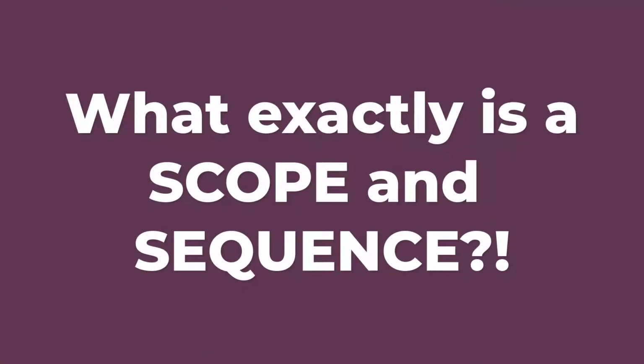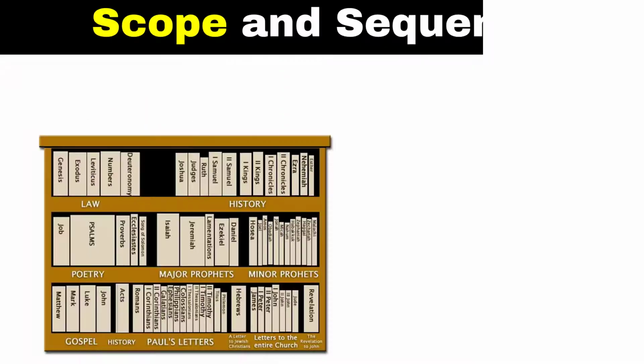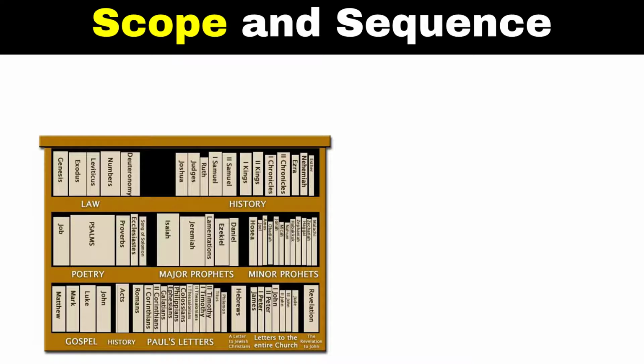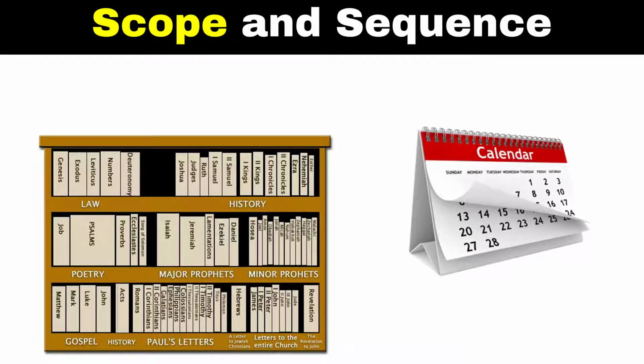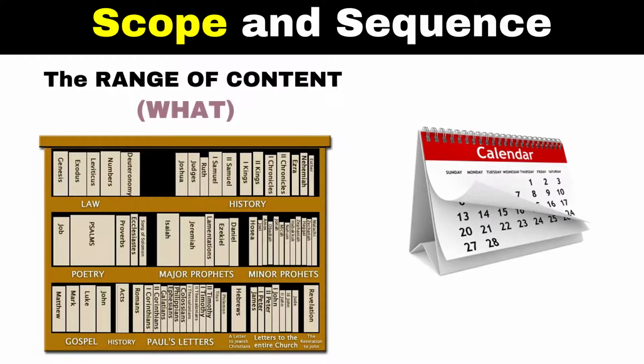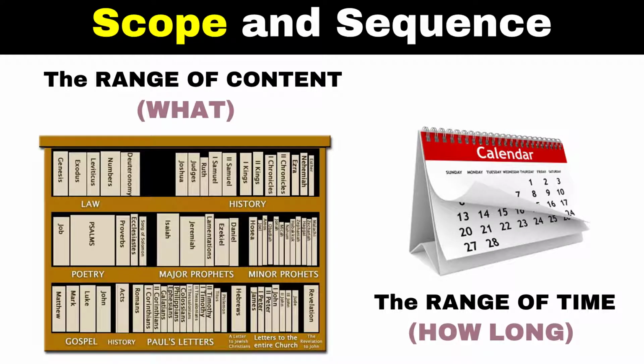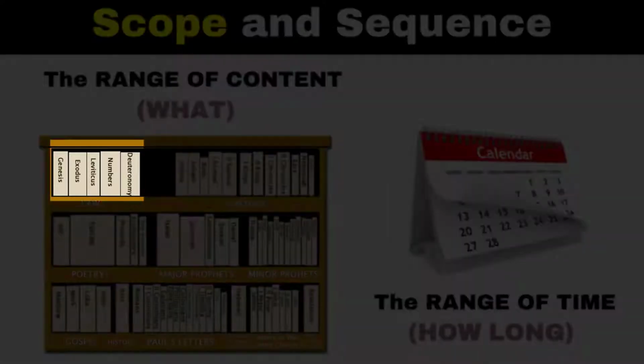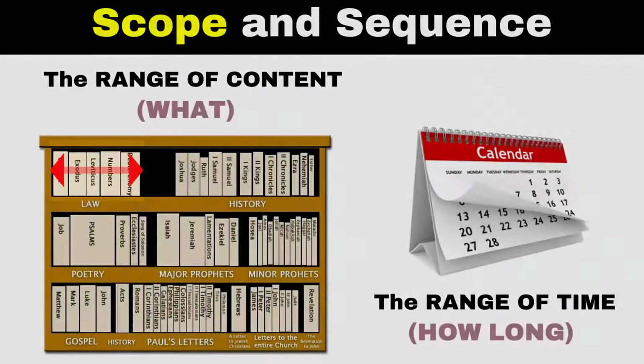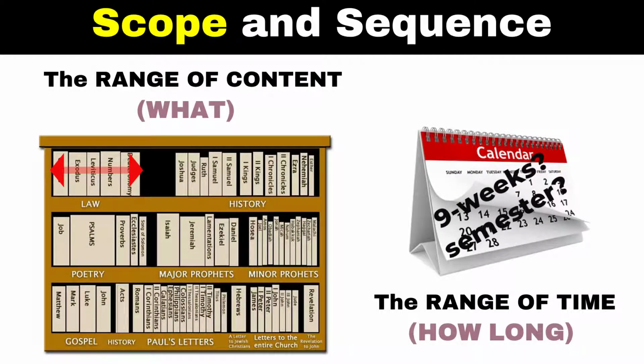First, let's define our terms. What exactly is a scope and sequence? Scope refers to what you will teach and how long you will teach it. It defines the range of content that you will be covering as well as the range of time. Let's say you wanted to teach the Law of Moses, the Pentateuch. That would be the range of your content. But will you teach it in 9 weeks or over a semester? That's the specified range of time.